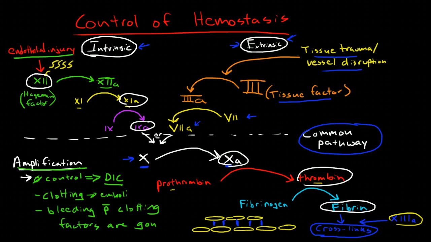Okay, so just to give you an example of how, if this amplified system is not controlled, you can quickly get to a state where you are clotting all over the body, and then you completely exhaust your clotting factors. You've clotted as much as you can, and then you begin to bleed. So let's talk about the control systems.